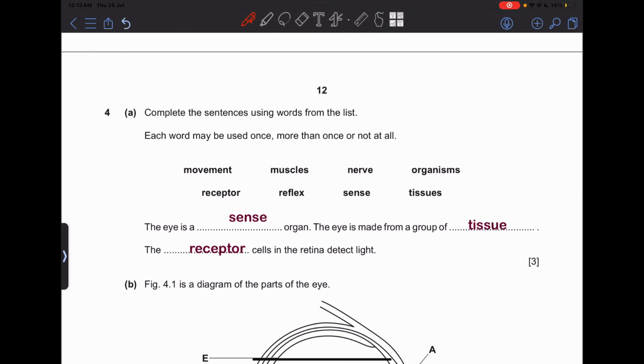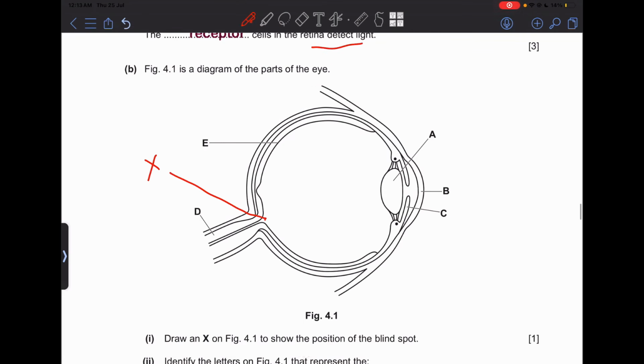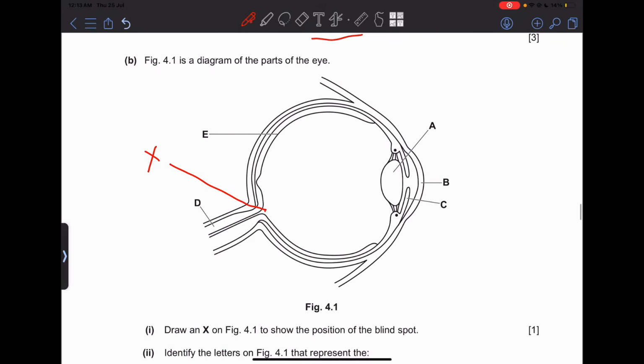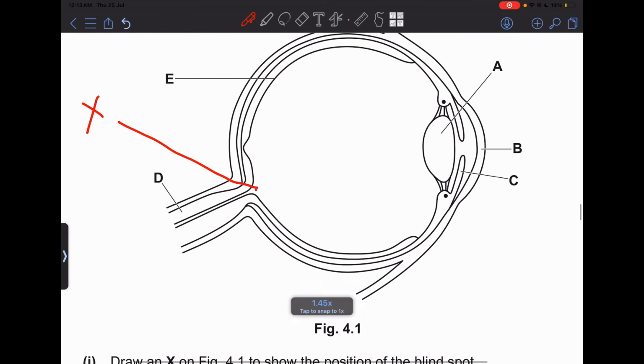4a, complete the sentences using words from the list. Each word may be used once, more than once, or not at all. So the eye is a sense organ. The eye is made from a group of tissues, and the receptor cells in the retina detect light. Figure 4.1 is a diagram of parts of the eye. Draw X on figure 4.1 to show the position of the blind spot. This is basically over here.